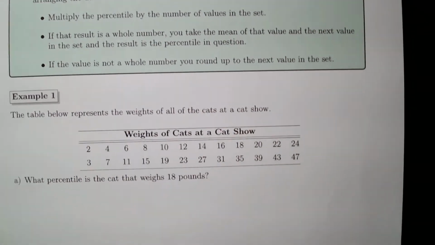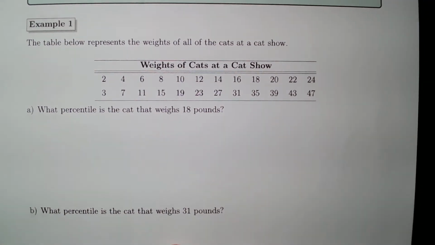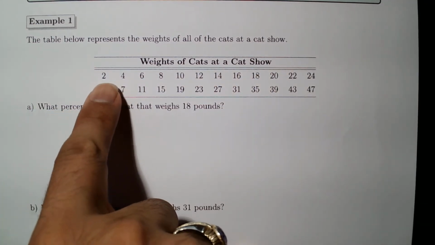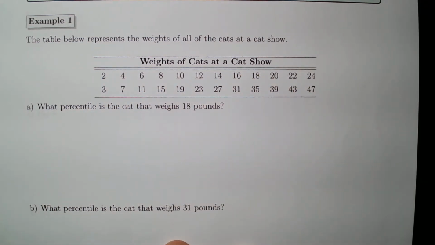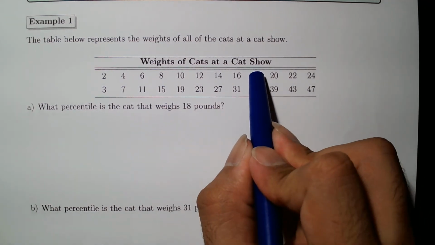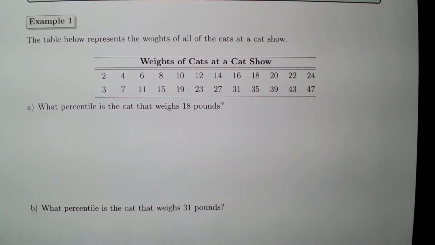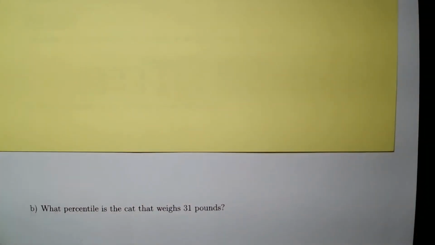So here again we have the weights of all cats at a cat show. Notice I'm giving you the numbers arranged from smaller to larger. So what are we going to do here? Number one, they're asking us what percentile is a cat that weighs 18 pounds. For example, let's see.